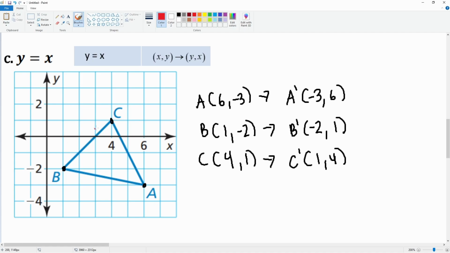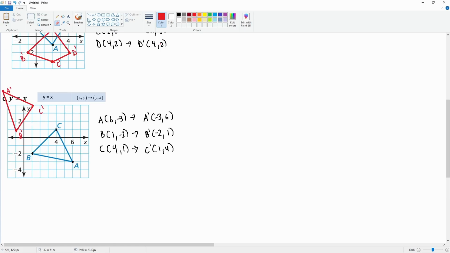So A prime, (-3, 6), is right here. Wow, that looks like A prime's up here. B prime, (-2, 1). So this is B prime. And then C prime, which is (1, 4), is right here as C prime. Now we can connect them. There you go. Those are the points after it has been reflected across y = x.